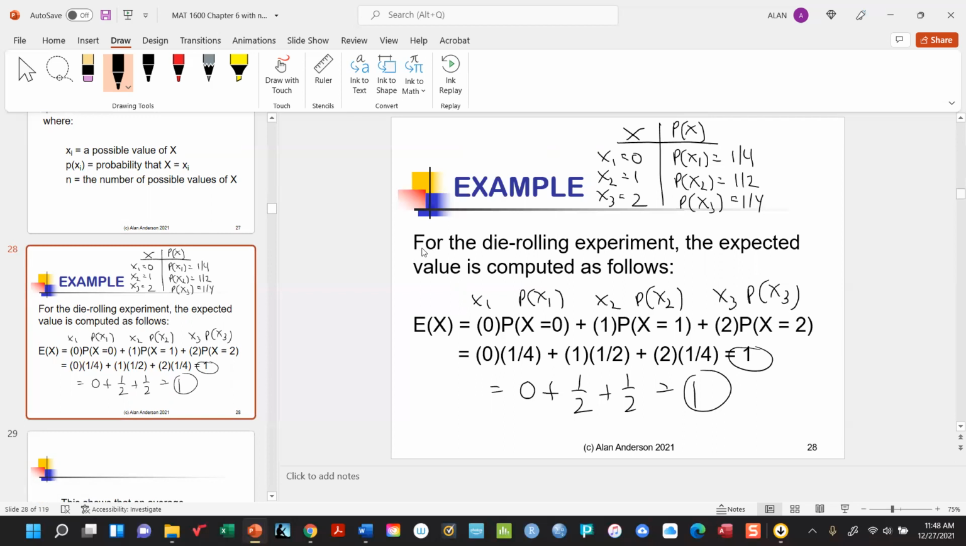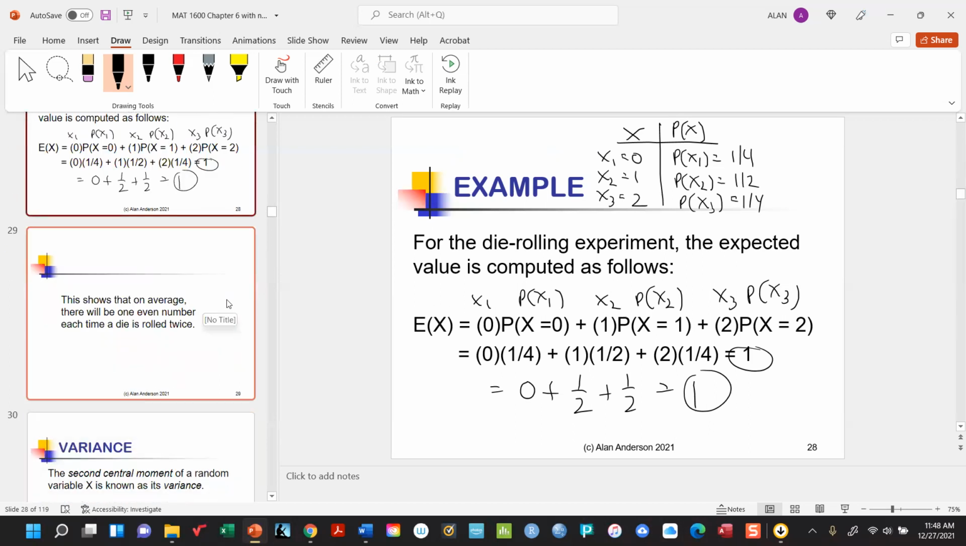Now remember, this is meant to be an average. So essentially what it's saying is that when you roll the die twice, on average, you should expect to get one even number, okay? Now, sometimes you'll get more, sometimes you get less, but on average, if you keep doing this over and over and over again, you should expect to find that you're getting one even out of each roll of two, which makes perfect sense given that even and odd are equally likely to turn up.